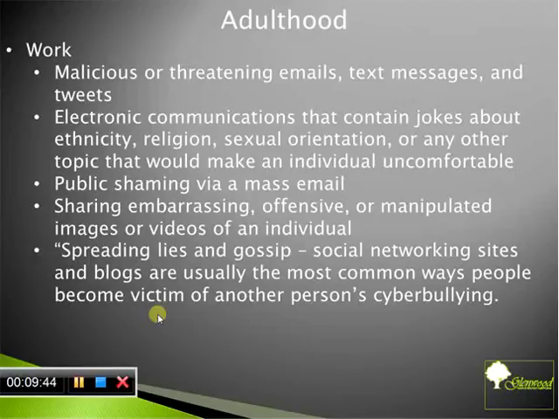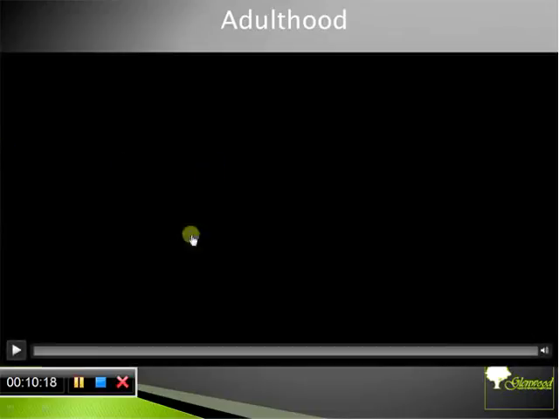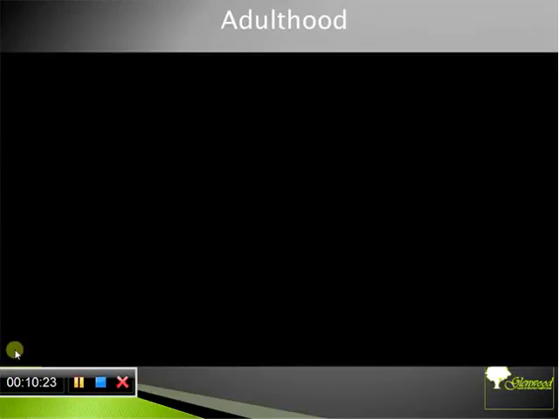Public shaming via mass email. Like, you made a mistake, and then the company sends an email to everybody in the company talking about, they maybe don't use your name, but they talk about the mistake you made. And sharing offensive or manipulated images or video of an individual, spreading lies and gossip. Social networking sites and blogs are the most common way people become victims of cyberbullying. There's also, they kind of mentioned it there, emails to your supervisor that are untrue or rumors, and that's pretty common.